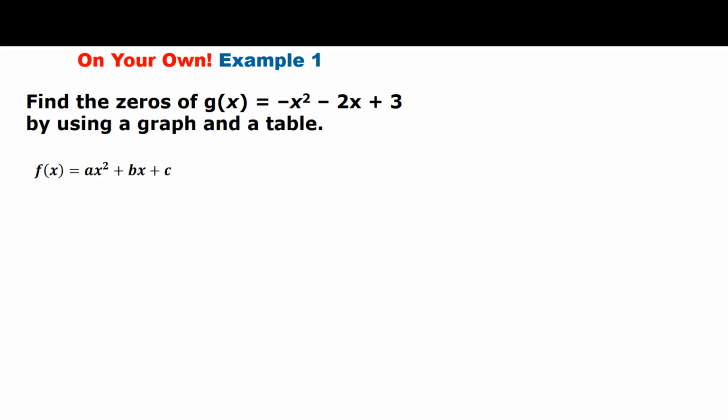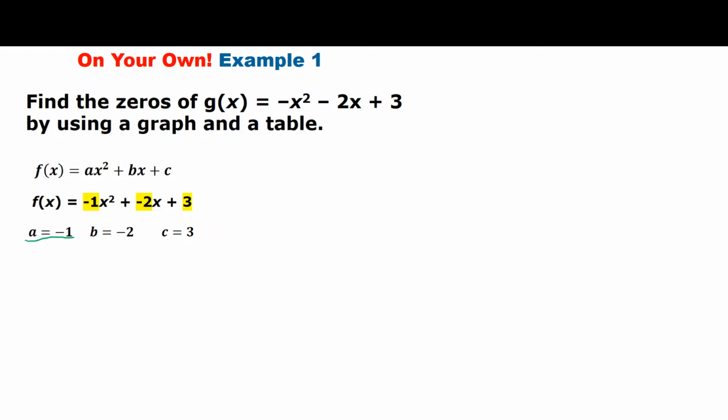First thing, I'm going to write my equation in the standard form and go ahead and label everything. I know that my B is equal to -2, my A is -1, and my C is 3. Okay, so looking at my A, I see that my parabola is going to open downward.